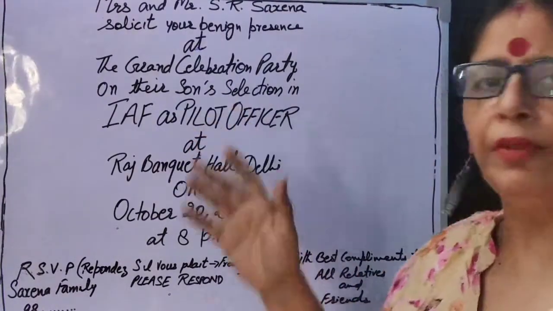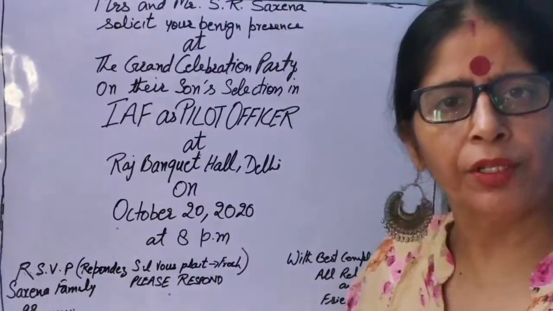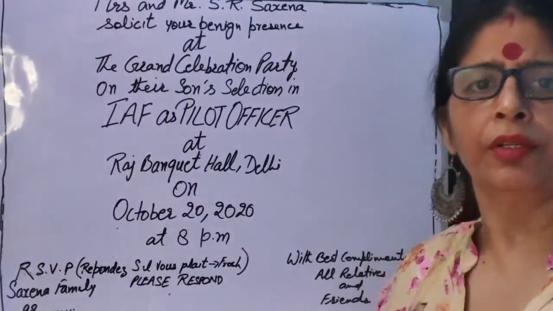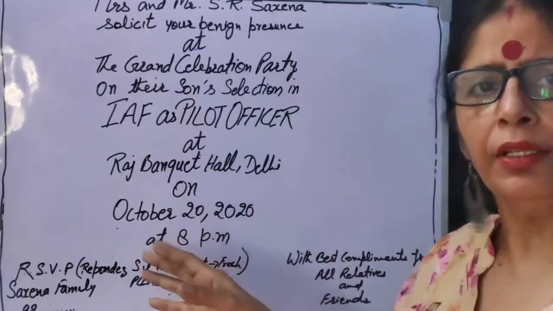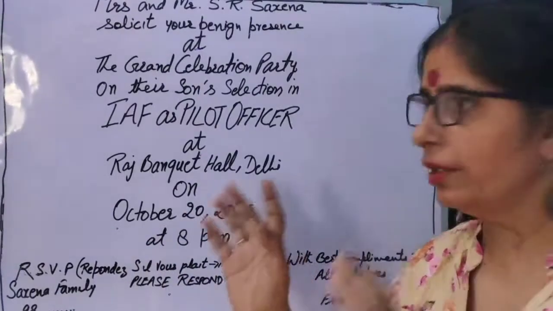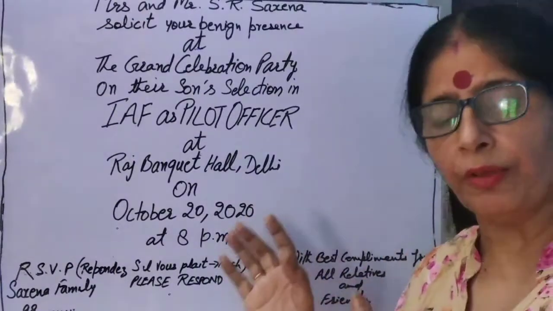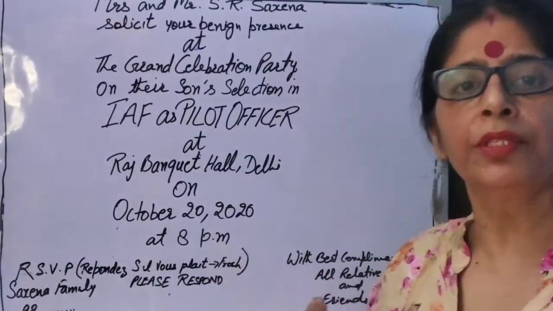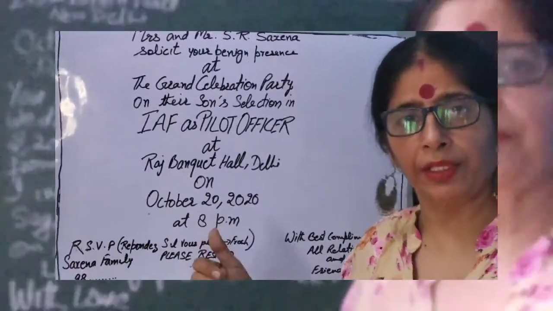So this is when we have a small function. This small function can be the opening ceremony of your office, of your showroom or whatever. So this way you can give or throw a small party. Now next come informal invitations. These were formal invitations. Now comes informal invitation. Okay, so let's see what is informal invitation.